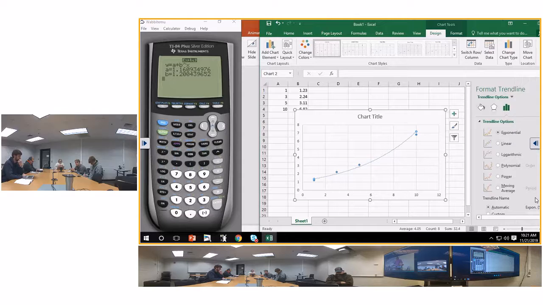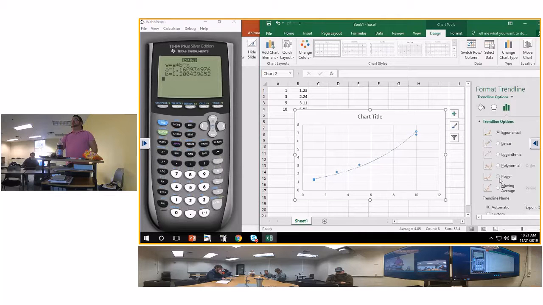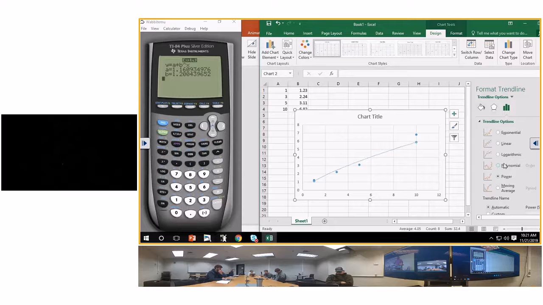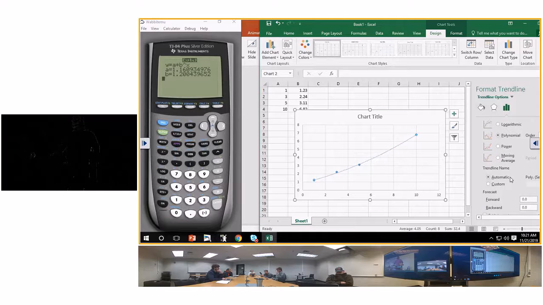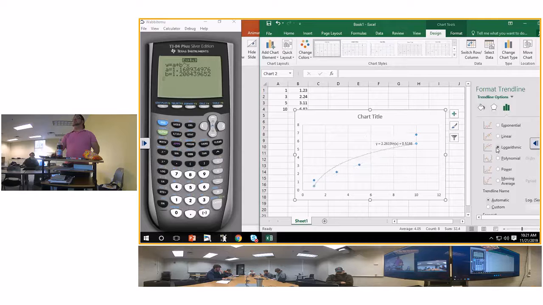I'm looking at the others to see if power fits it. No, power doesn't fit it. Polynomial doesn't fit it. Actually, polynomial does fit it, but I doubt very seriously that it's going to give me a good fit. Let's see what it gives me. Yeah, that's not going to fit it, but it fits better. Logarithmic, no. Linear won't. So exponential gives me an E. Somebody raise E to the point blah, blah, blah and tell me what you get. That's what they're doing. They're just replacing it with E.